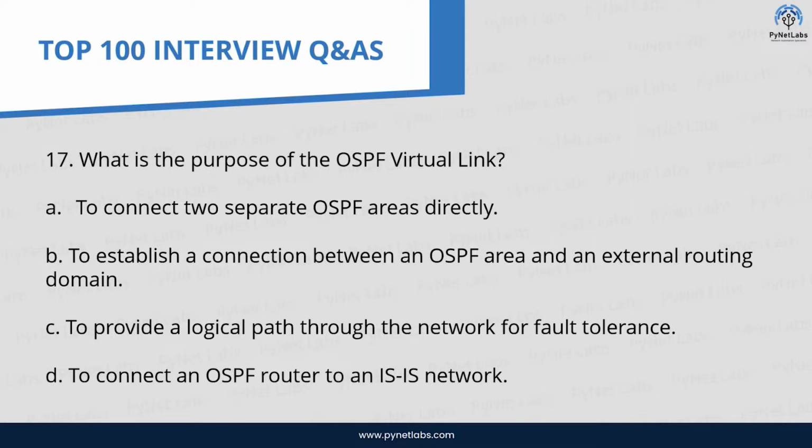Because it is responsible for joining two different areas directly if they are not directly connected. Like I told you, area 0 connectivity is mandatory. So for this, the correct answer is the option number A, that says to connect two separate OSPF areas directly if they are not connected. So over there, we are going to use this virtual link, and the concept of router ID also comes up when we talk about the OSPF virtual link. So that's the answer, the option number A.